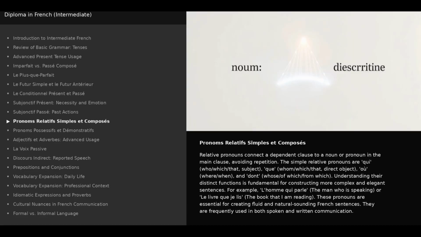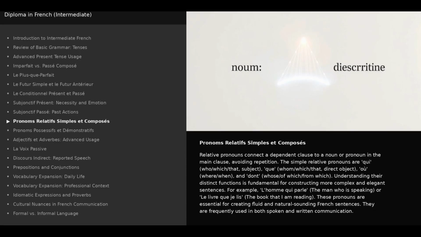Pronoms relatifs simples et composés. Relative pronouns connect a dependent clause to a noun or pronoun in the main clause, avoiding repetition. The simple relative pronouns are qui, who, which, that, subject, que, whom, which, that, direct object, où, where, and dont, whose, of which, from which.